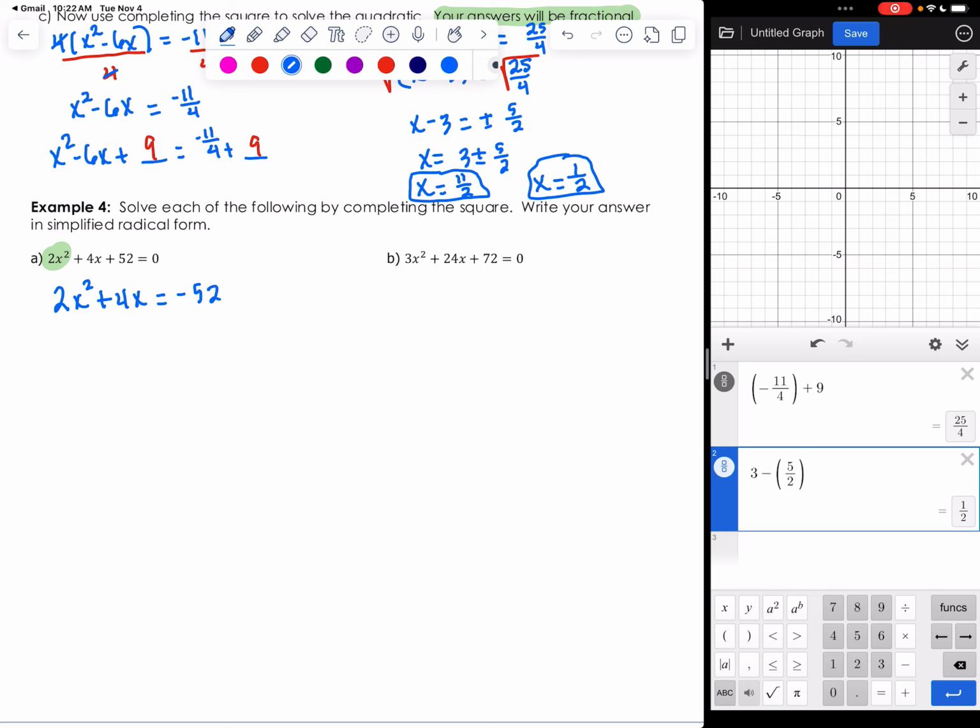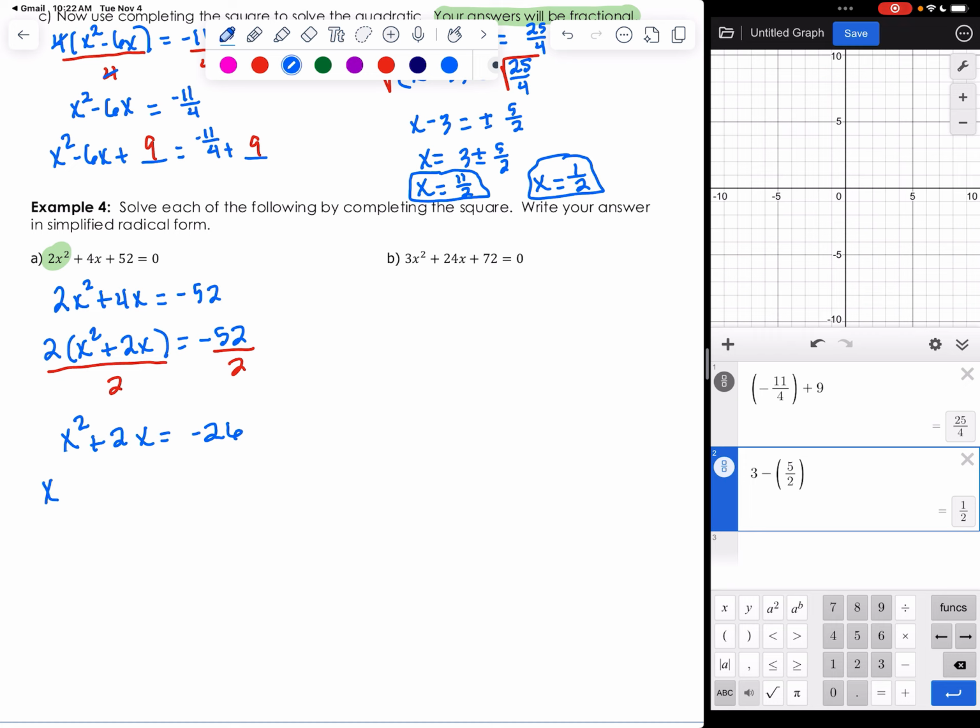Okay. Then you want to factor out your greatest numerical coefficient. So here that would mean factoring out a 2. So 2x squared divided by 2 is x squared. And 4x divided by 2 is 2x equals negative 52. Now, once you have it in this form, we can solve it. I want to divide both sides by 2, so we can get rid of that 2. And that would leave me x squared plus 2x equals negative 26.